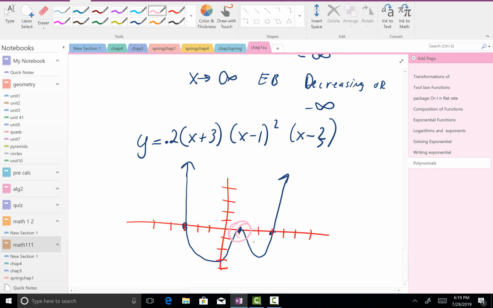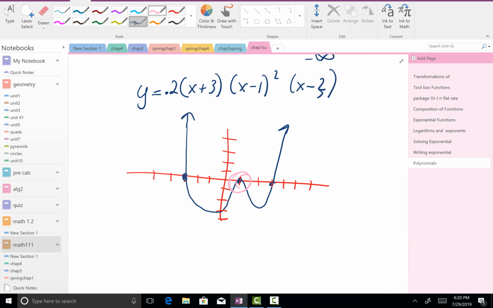Notice that that x-intercept, what's happening right here? When it has a square like that, that's what's going to happen. It's going to hit that, touch it, and bounce off. So it just kind of kisses that x-axis, bounces right back off. When that happens, that is called a multiplicity of 2. A multiplicity of 2, because it hits there and bounces off.